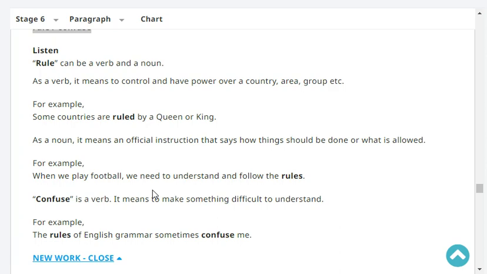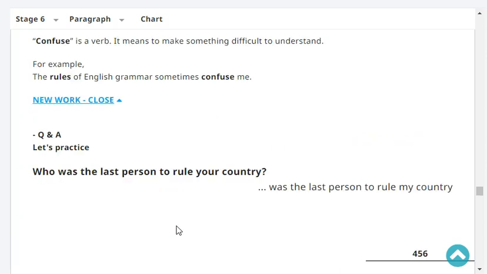Confuse is a verb. It means to make something difficult to understand. For example, the rules of English grammar sometimes confuse me. Let's practice. Who was the last person to rule your country?